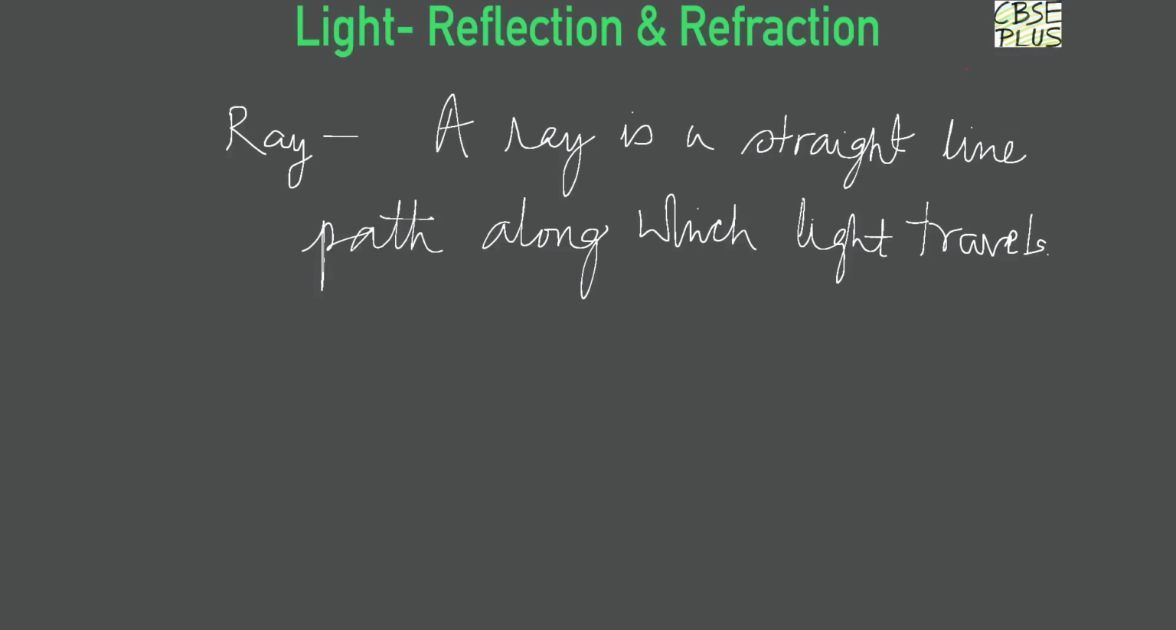Ray. A ray is a straight line path along which light travels. A bunch of rays together form a beam of light. And to show a single ray, we simply draw a straight line with an arrow. A narrow beam of rays is called a pencil of light. They are of three types. The first one is convergent. Convergent means going to meet at a point.